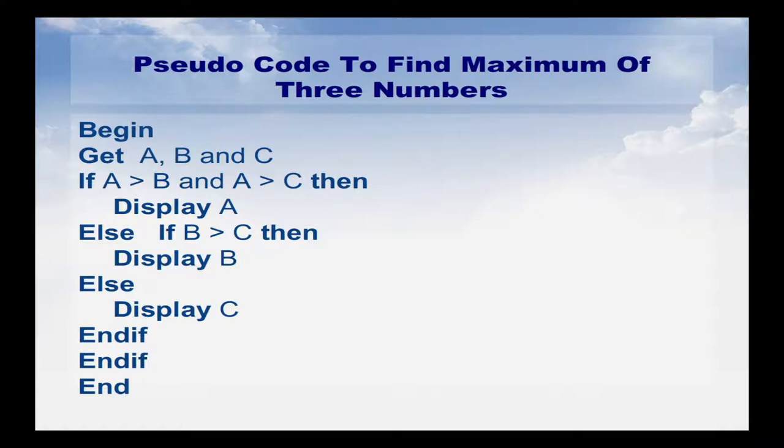If any one of them is false, either A greater than B or A greater than C, then we check if B is greater than C. If B is greater than C, then we display B. Else, if all the 3 conditions fail, then we display C. So, this is again an example of a nested if-else block.